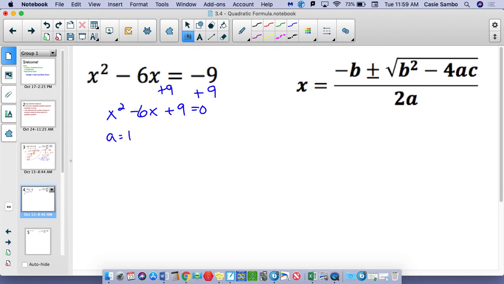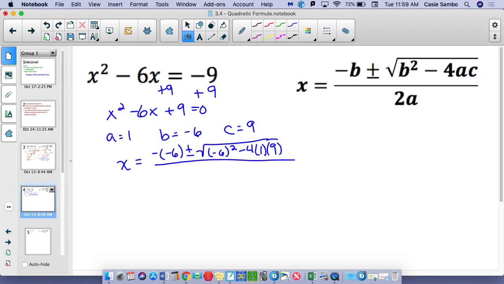a equals 1, b equals negative 6, c equals 9. So x equals negative 6 plus or minus the square root of negative 6 squared minus 4 times 1 times 9, all over 2 times 1. Simplify it.